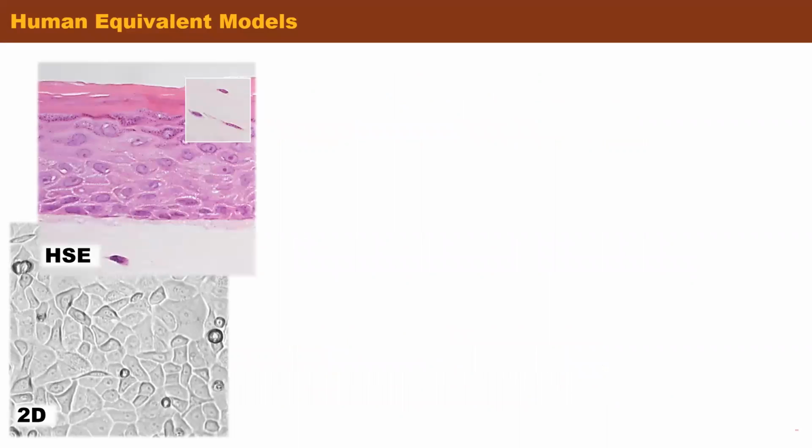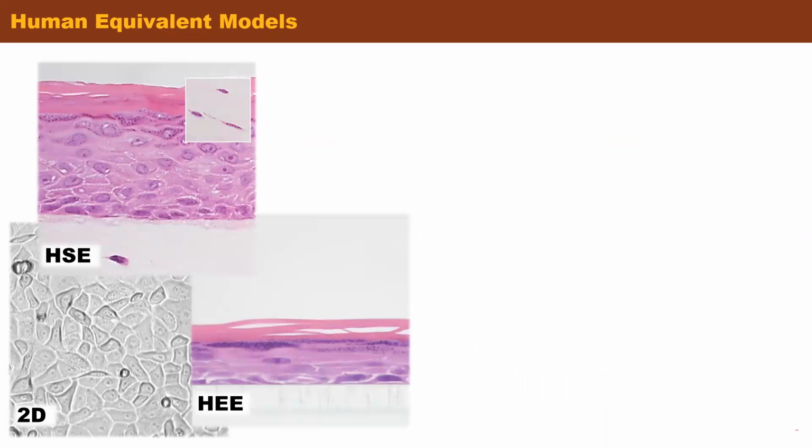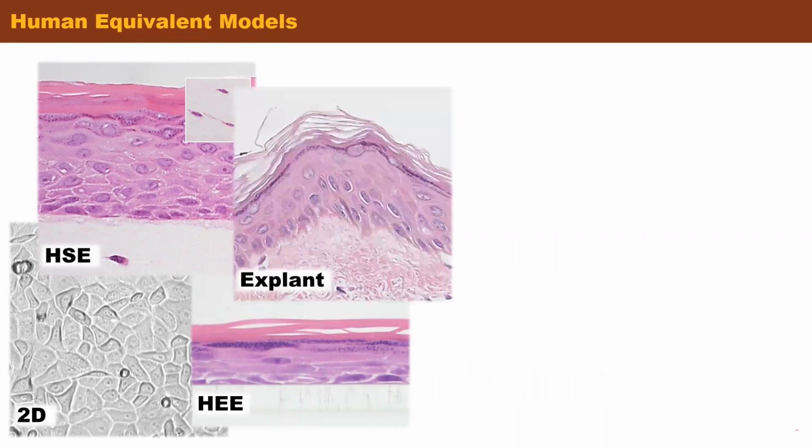There are several types of human equivalent models, including 2D culture, 3D human skin equivalents, 3D human epidermal equivalents, and ex vivo explant cultures. These models can be built in many different ways to study atopic dermatitis pathogenesis and therapeutic applications. Moreover, these models can be used in tandem as complementary tools to study this disease.